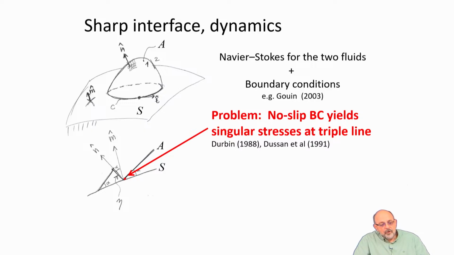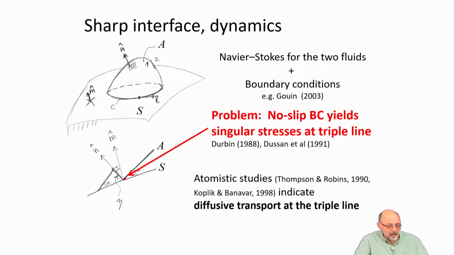So for the sharp interface problem, people try to get around it by introducing a slip distance between the liquid and the solid. Well, it can be done, but the question is, what do you base the length of that slip distance on? How does it slip? Is it viscous or is it like friction? So lots of ambiguity there.